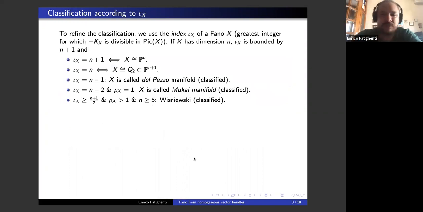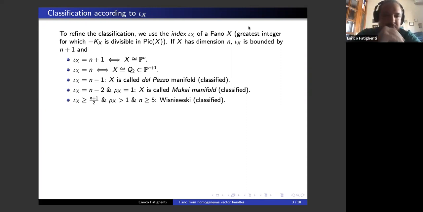What is sometimes done, and I find it very useful, is to refine the classification using another invariant of a Fano variety, which is the index. This is another very famous invariant, which is simply the greatest integer dividing the anti-canonical class in the Picard group. An important result is that, for a smooth Fano variety of dimension n, the index is bounded by the dimension plus 1. And in fact, this happens if and only if X is the n-dimensional projective space.